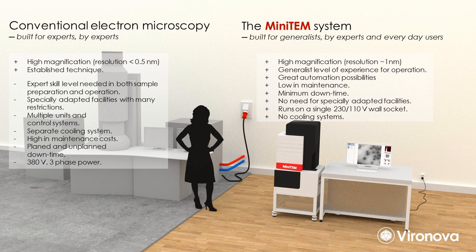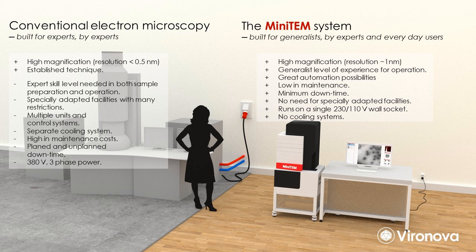Also, there is a problem with the adaptive facilities needed for the system to run. You need to have a very stable floor to get rid of vibrations and also to keep up with the high load. You need to have running cooling water. You need to have three-phase power outlets and a lot of infrastructure around the system. There are also high maintenance costs and a lot of downtime due to maintenance and also different issues that can arise with such an intricate system.